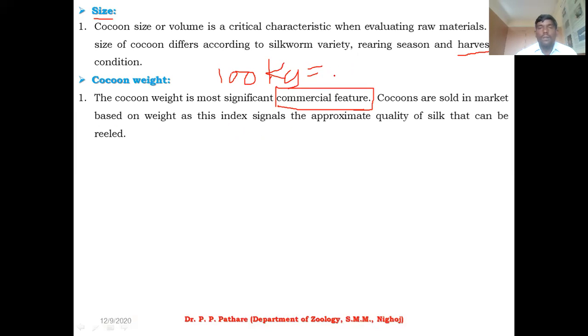For example, you can sell at 80 to 100 rupees per kg. So whatever amount is produced, that is 10,000. Do you understand? If you can produce only 50 kg, then you get whatever that amount is. So it is very important: weight is a commercial feature. Do you understand?